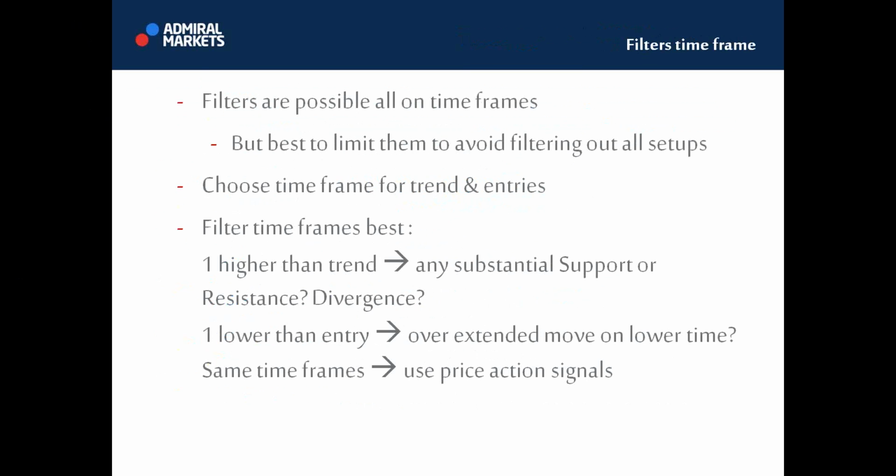Just to give an idea, let's say we're looking at a 4-hour trend. Then for the filters, we could take a look at the day chart and see, are there any substantial support or resistances? Is there divergence on the chart? Is there anything like a trend line that could be blocking the chart? We'll dive into that a bit later. Basically, that would be the day chart, the 4-hour chart would be the trend, and the 1-hour chart could be the entry, for example.